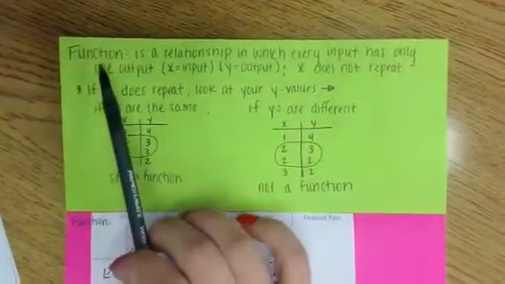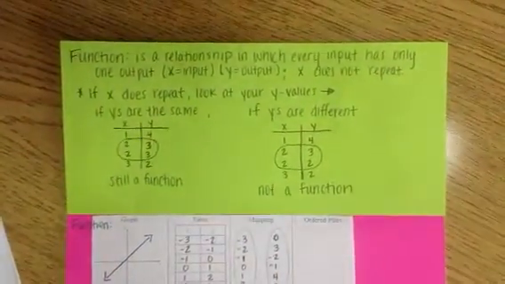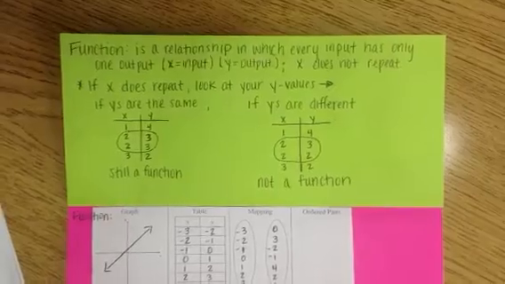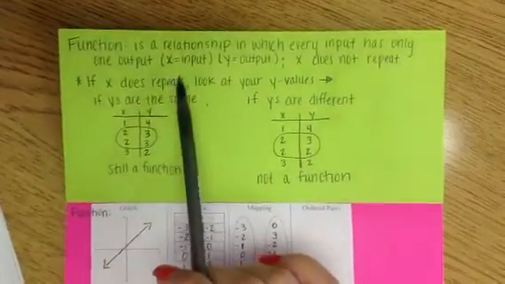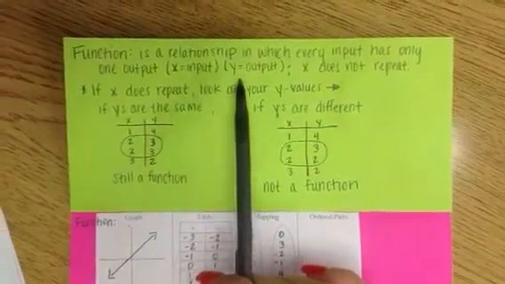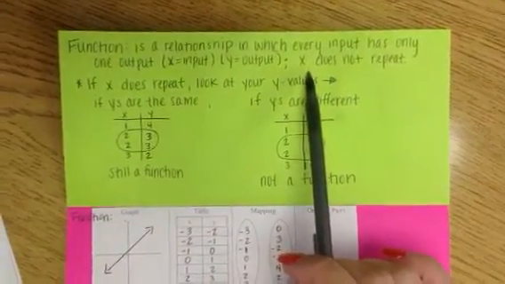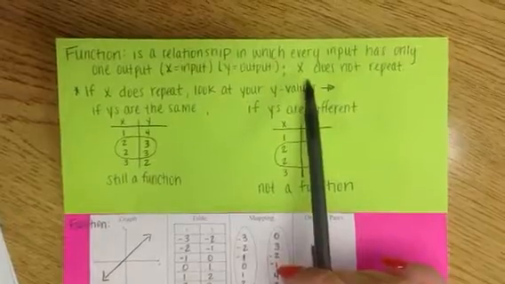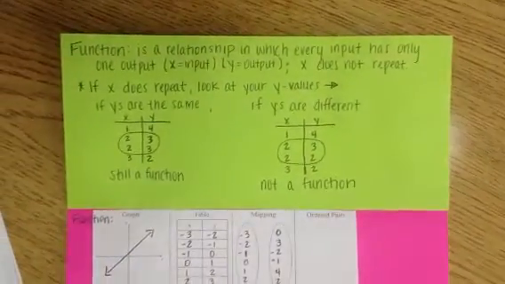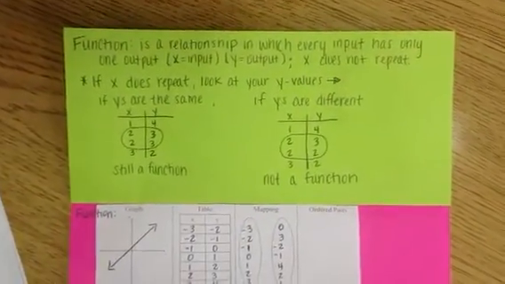So definition-wise, it says a function is a relationship in which every input has only one output. I put in parentheses here that x is your input and y is your output. An easy way to remember a function is just that the x does not repeat itself. And we should have covered that in class today, so hopefully y'all remember that.